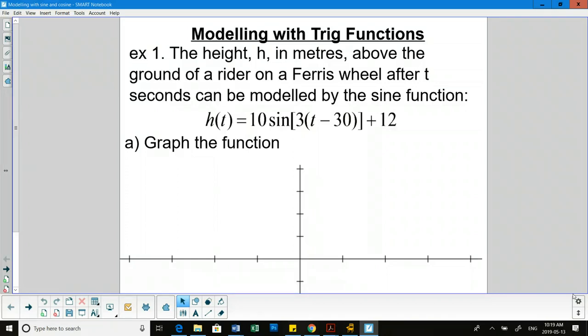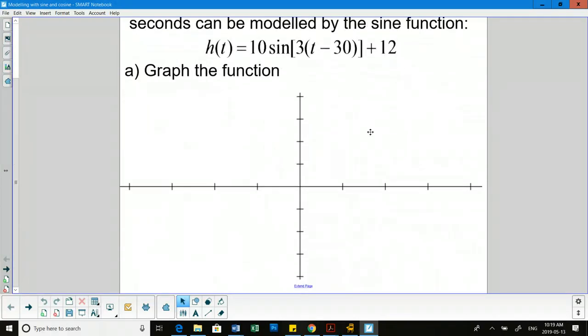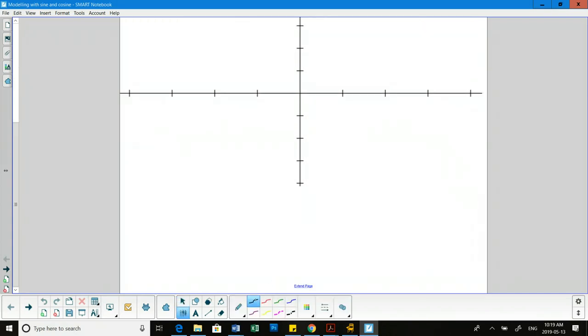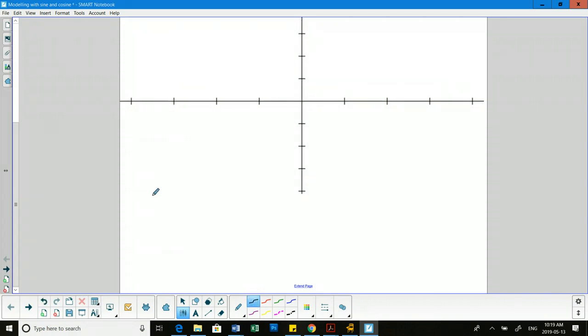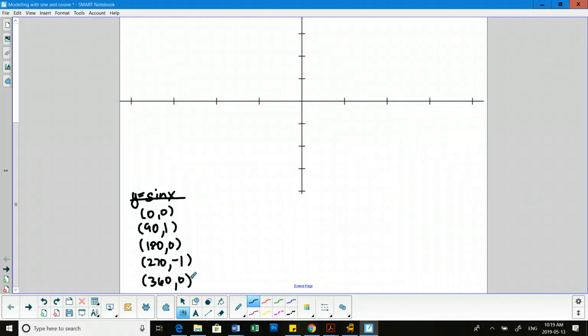Okay, so if I have to graph this function, we have the A, K, D, and C values. We're going to go ahead and just do some transformations here. So I'm going to start with the key points of the parent function, which is sine x. Those points were (0, 0), (90, 1), (180, 0), (270, -1), and (360, 0). And then we're going to do some transformations.